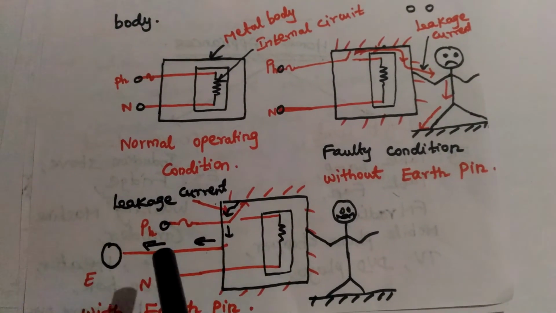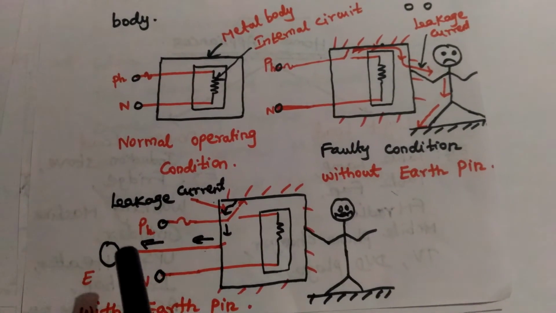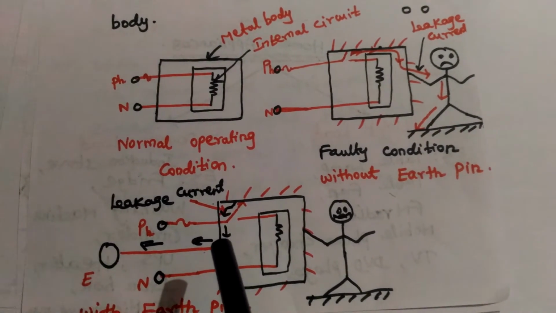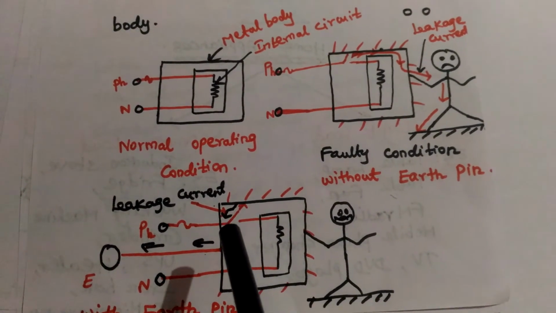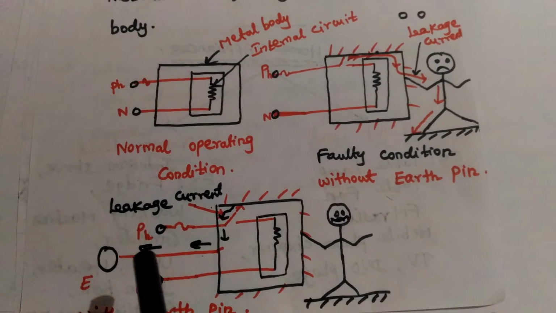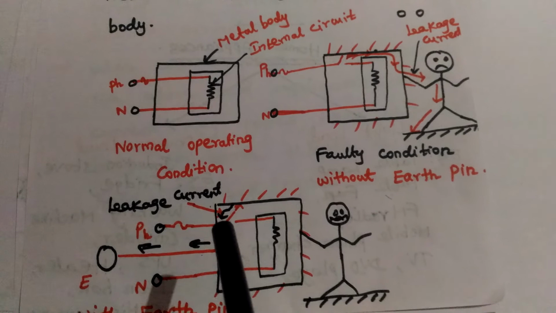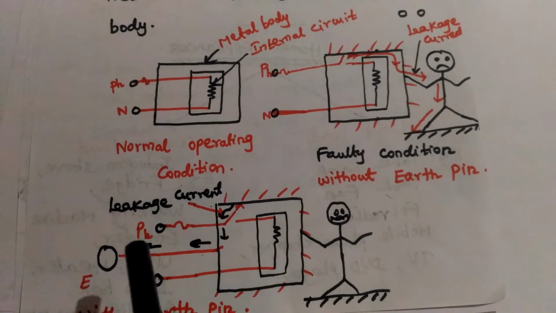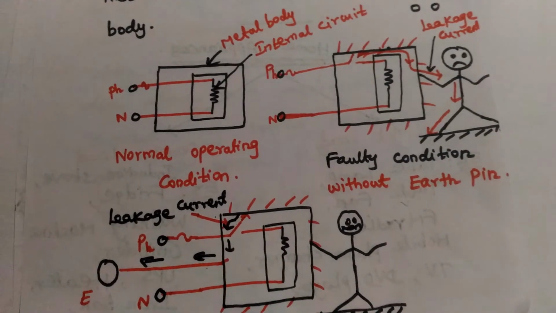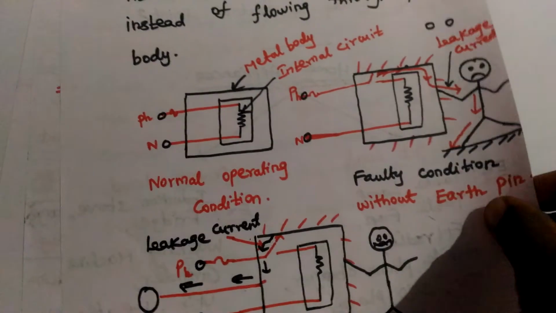So how does it happen? The ground wire of the earth pin is normally connected to the metal body of the particular equipment. That's why the leakage current flows to the earth through the earth pin. That wire is connected to the metal body, so the leakage current is directly grounded through the earth pin. These are some basic information about the earth pin used in the 3-pin plug.